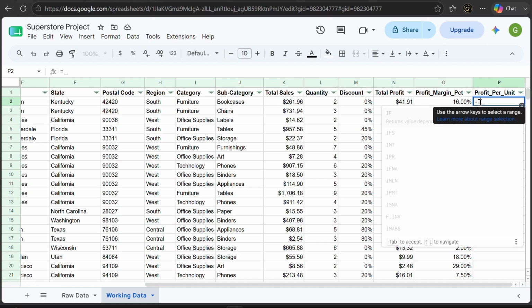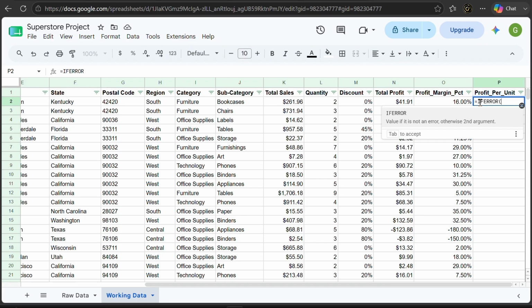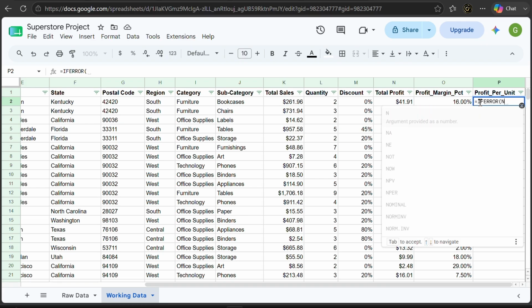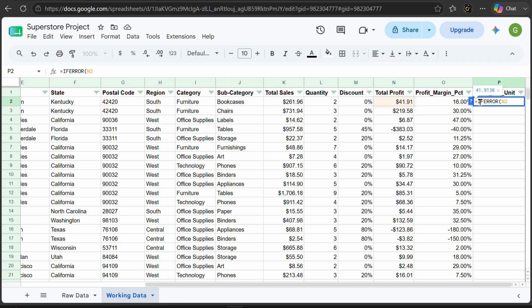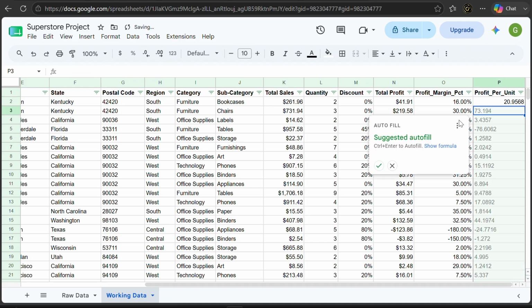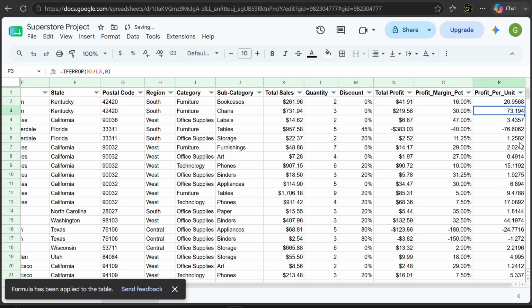So we're going to use the IFERROR again, and then we are going to say N2, which is the total profit, divided by total quantity, that's L2, and then comma, 0. In case you are not seeing what I'm doing at this point, you can look at my formula bar here, and then you see what I'm doing. So I'll press enter there, and then I'll just autofill.